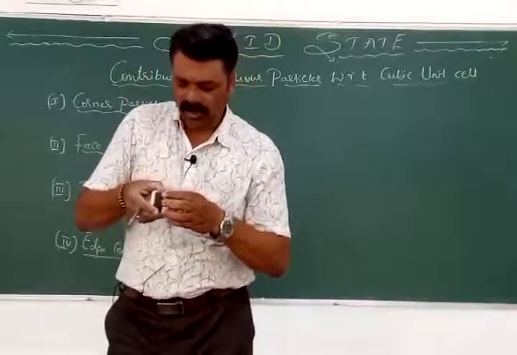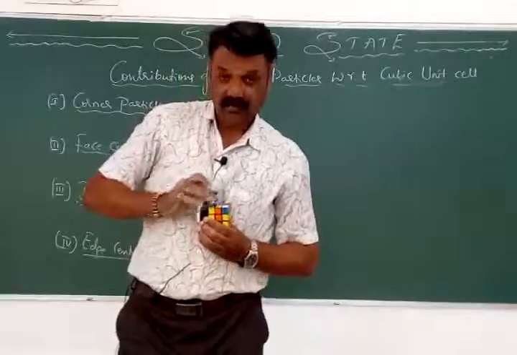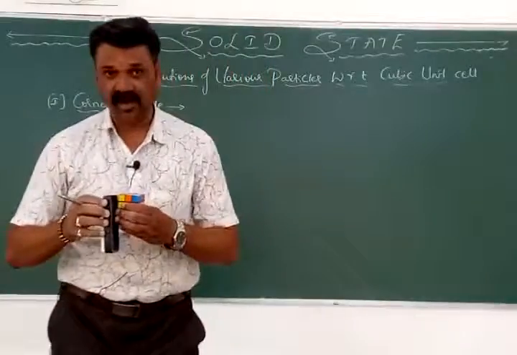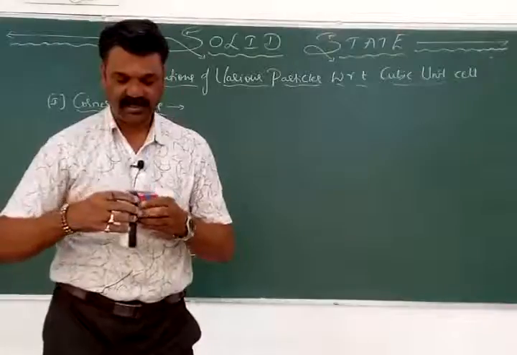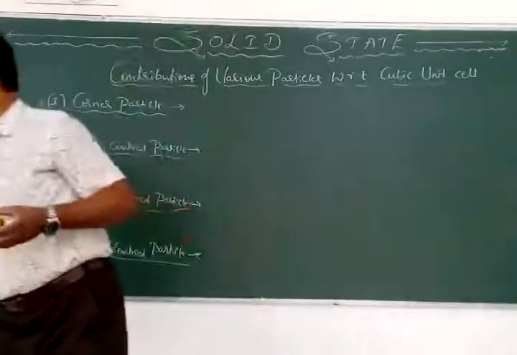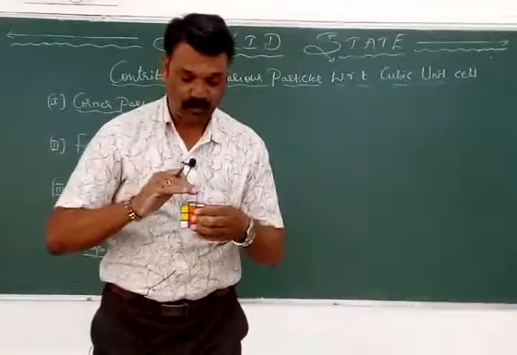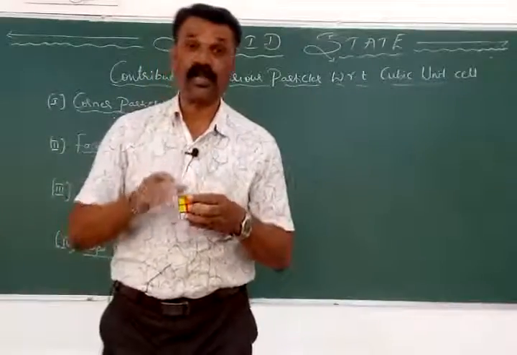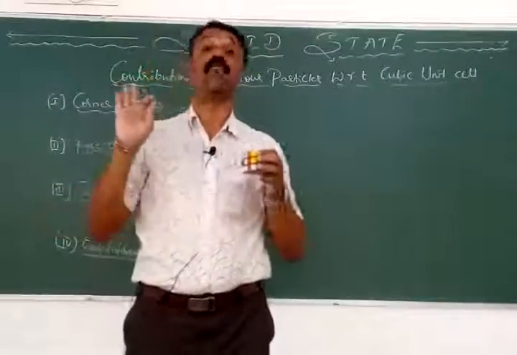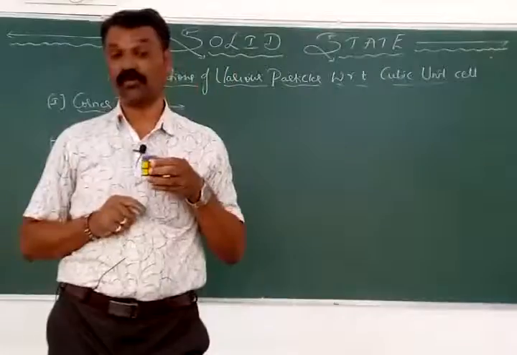So here this corner, can I say that it is contributed to 2 unit cells? This is common to both. Suppose if I put another cube here, it is shared by 3. Suppose if this is the case, it is contributed by 4. If I keep 4 cubes in the plane, this corner particle is contributed by 4 unit cells equally. Means this corner is common to 4 of these. What is the individual contribution? It is just 1 by 4.